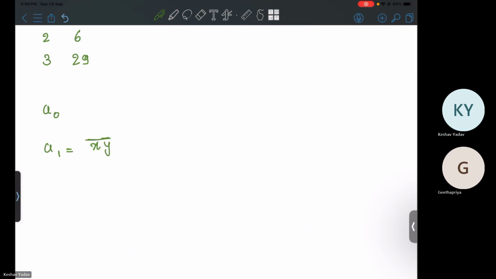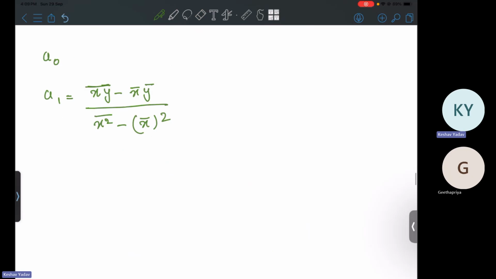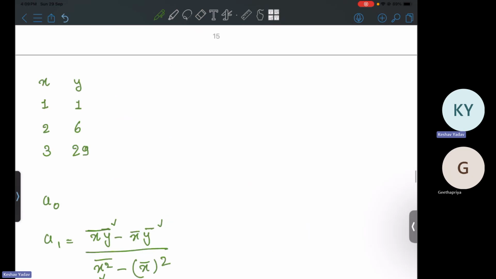XY total bar minus XY individual bar divided by X square bar minus X bar square. Once I find A1, A naught will be equal to Y bar minus A1 X bar. Okay, so here what we need is XY bar, X bar, Y bar, X square bar, and X bar. This is what I need.